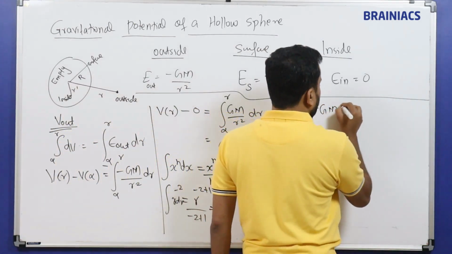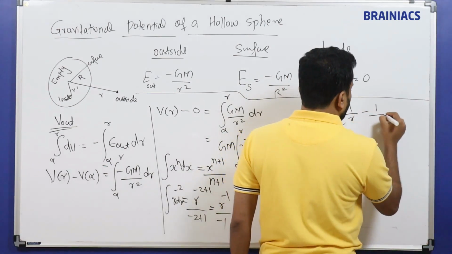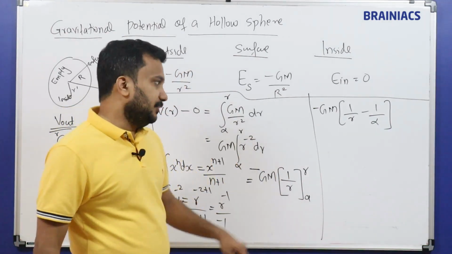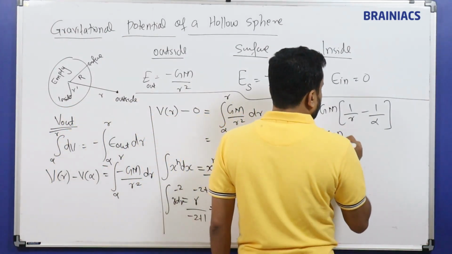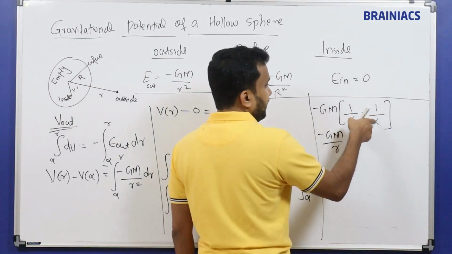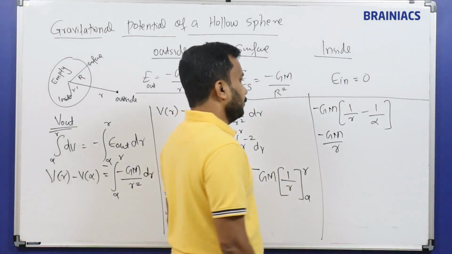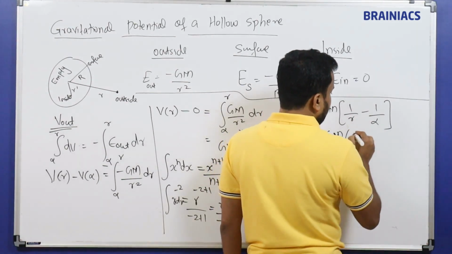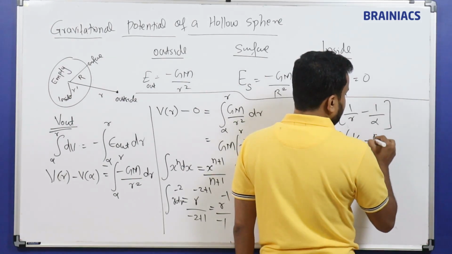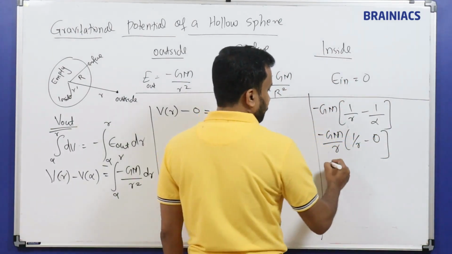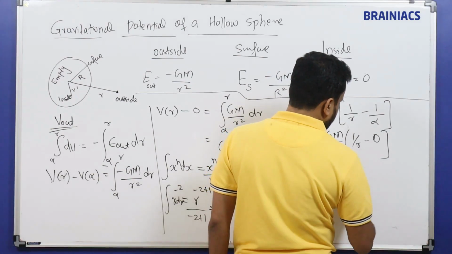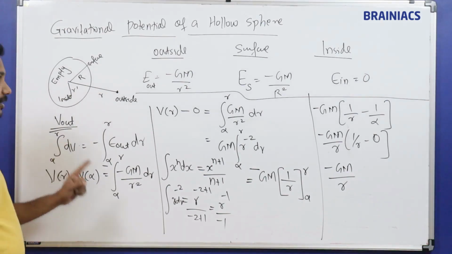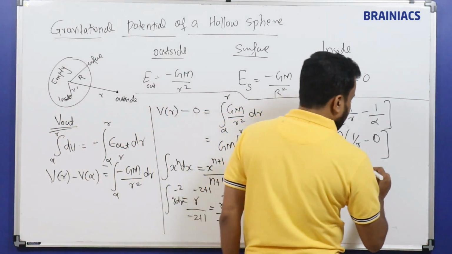So minus GM into upper limit 1 by r minus 1 by infinity. Upper value minus lower value, we will substitute it. So minus GM divided by r minus GM by infinity, and 1 by infinity is 0. So it becomes minus GM divided by r. So this is the value of gravitational potential at outside, V out.